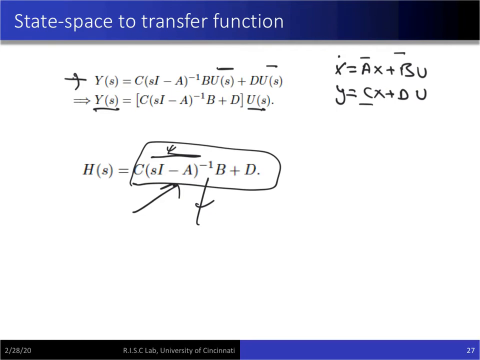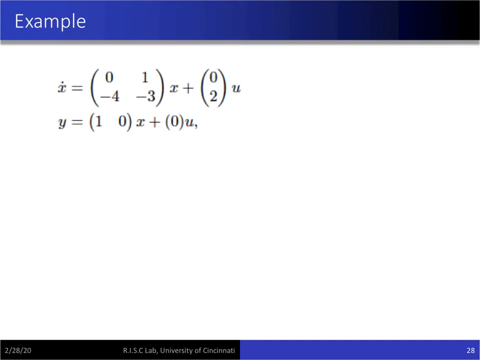Let's do an example. The equation was C (sI minus A) inverse B plus D. That's the equation that I have to just solve. Plug A, B, C, and D in there. So let's say a state space is given to me. Can somebody tell me what A, B, C, and D are here?